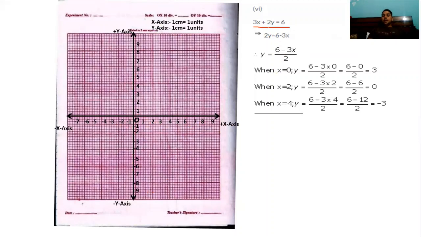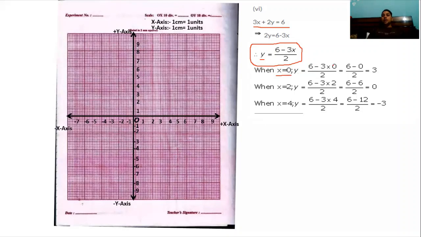Now, solving this equation, take one variable as the dependent variable and the other as the independent variable. So here we are taking y as the dependent variable and x as the independent variable. Rewriting the equation, y is equal to (6 minus 3x) upon 2. Now we substitute different values of x, because x is the independent variable. Substituting different values of x, we get the value of y according to the substituted value of x.